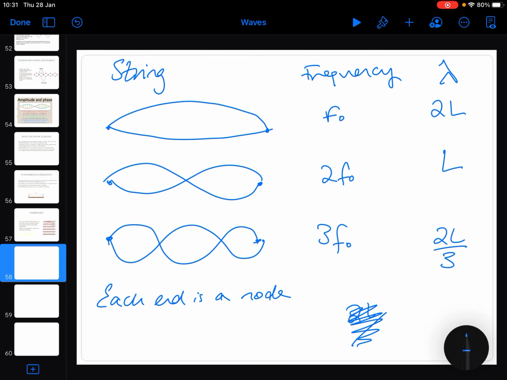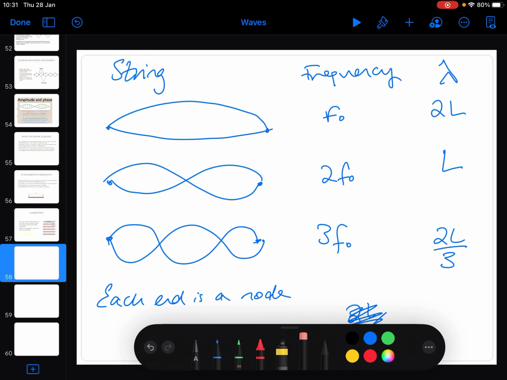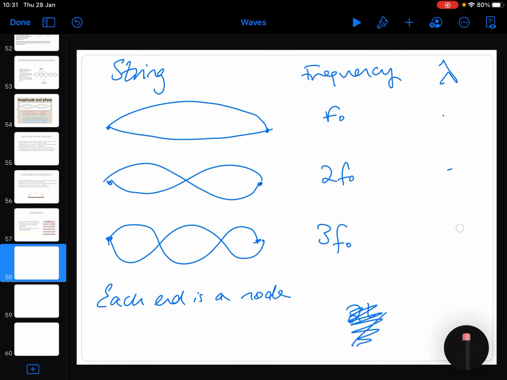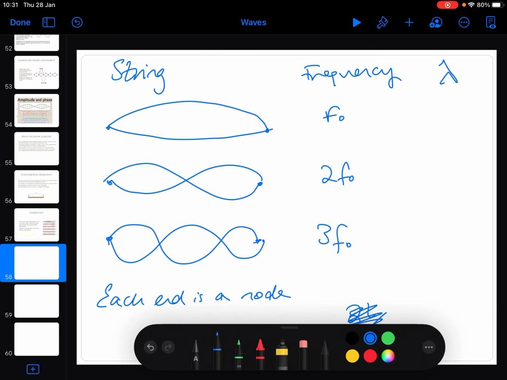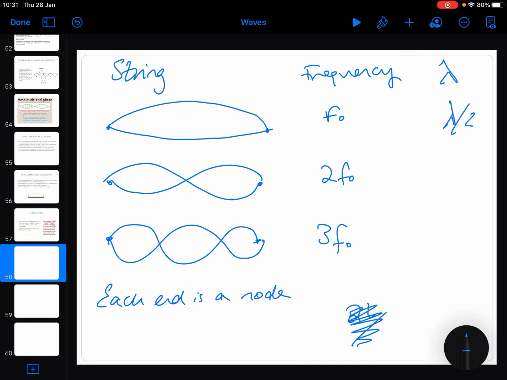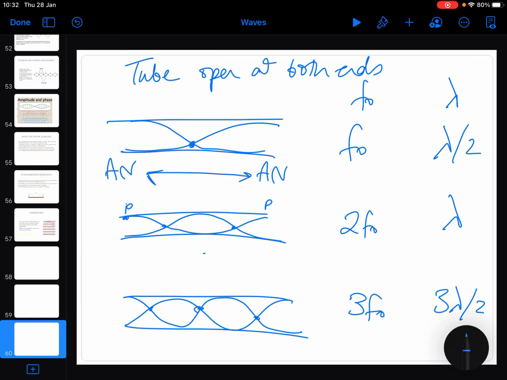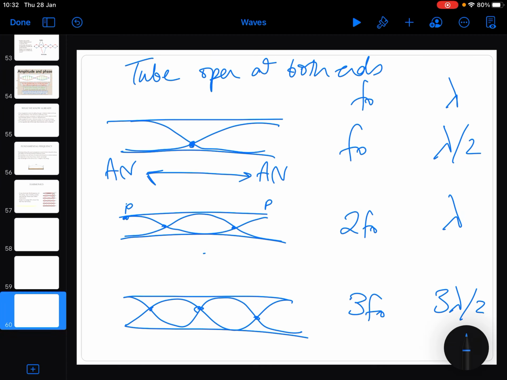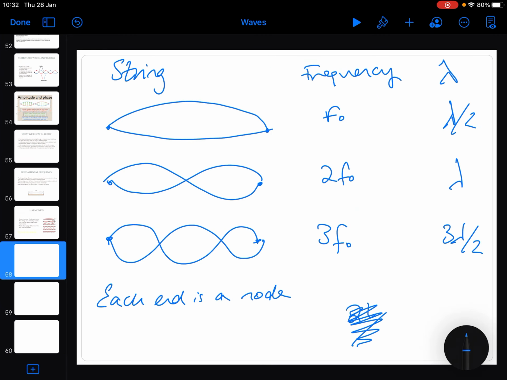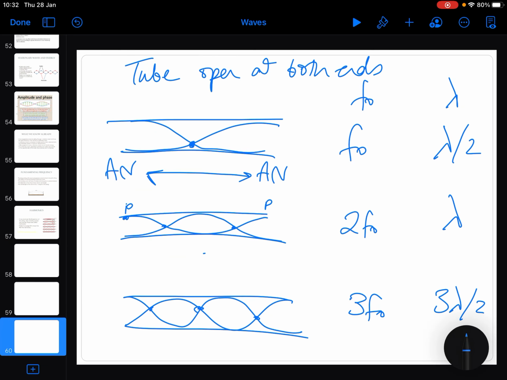So again, I did this in a really weird way. Let's get rid of this and do it in the same way, apologies. So this was half a wavelength, that was a whole wavelength, and that was 3 wavelengths over 2. That's a much better way of doing it. Why did I not do that? Apologies. So yeah, it is the same. Look, a tube open at both ends is the same as a string that is closed at both ends, except that each end here is an antinode.